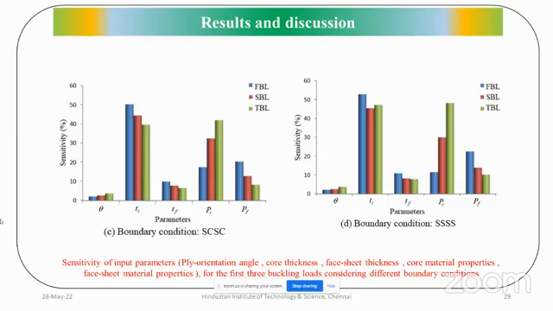Here this figure represents the SCSC boundary condition and the SSSS boundary condition. Here also the core thickness plays a vital role, and the ply orientation angle theta is the least important.